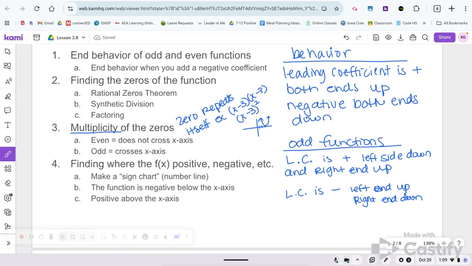To find out where the function is positive, negative, etc., we're going to make our sign chart on our number line, putting our zeros in there, and substituting in our values. If the function is negative, we know that it's below the x-axis, and we know that it's positive when it's above the x-axis, so we'll be able to do that too based on our zeros.